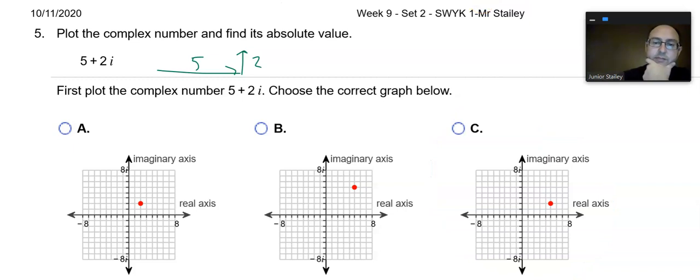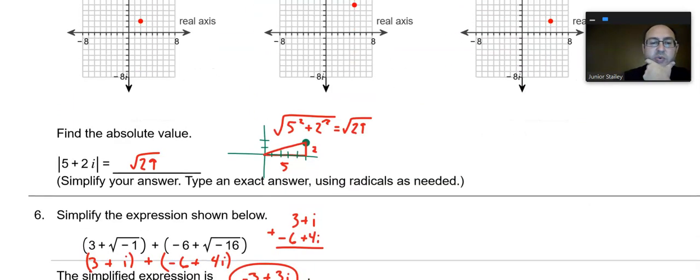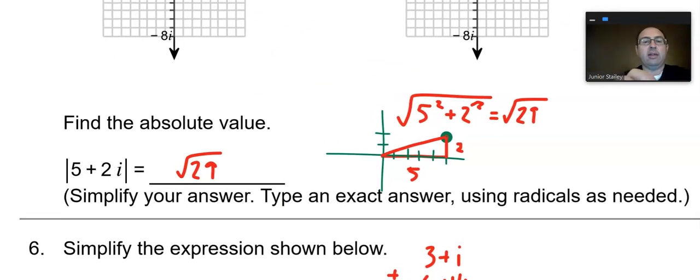Now, what's the absolute value? Well, that's where we get into that whole idea of 5 to the right and 2 up. 5 squared plus 2 squared, square root 29. Yep, 25 plus 4 is 29. That's it. It's the square root of 29. Don't do weird things with that.